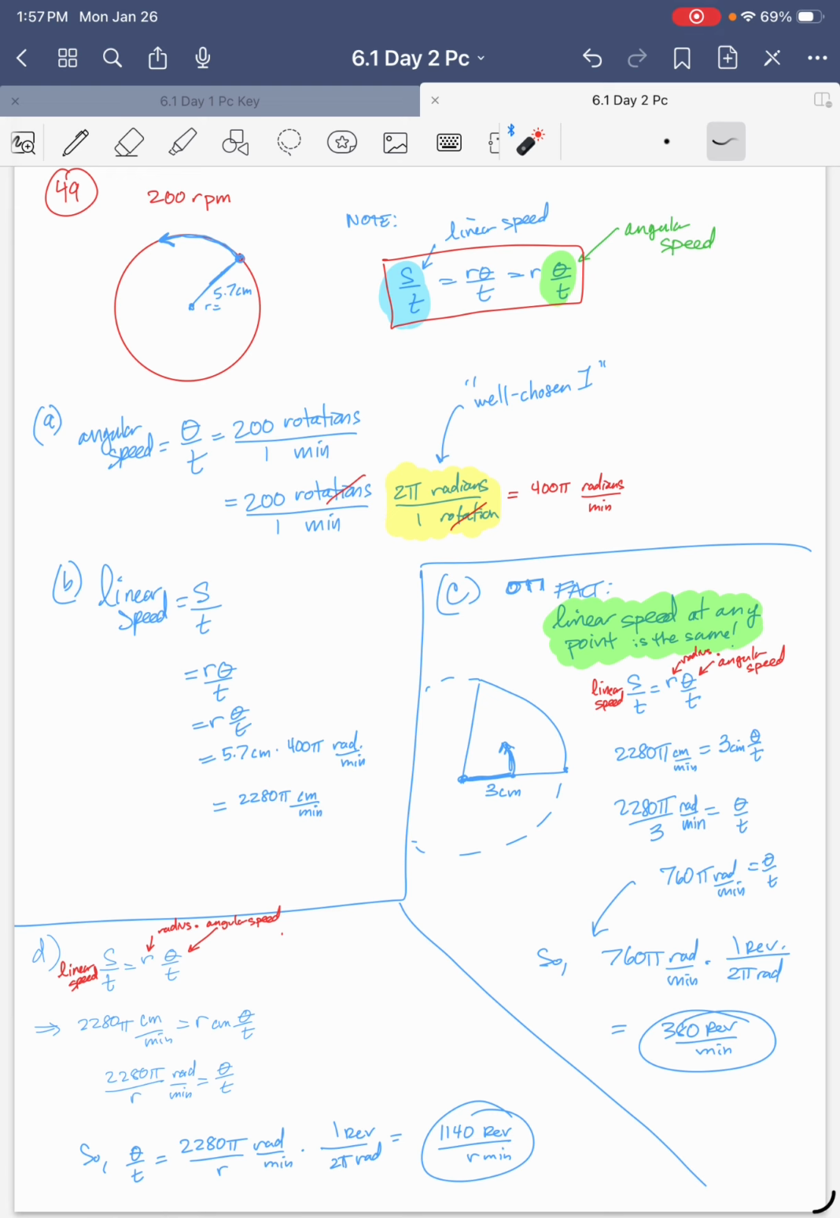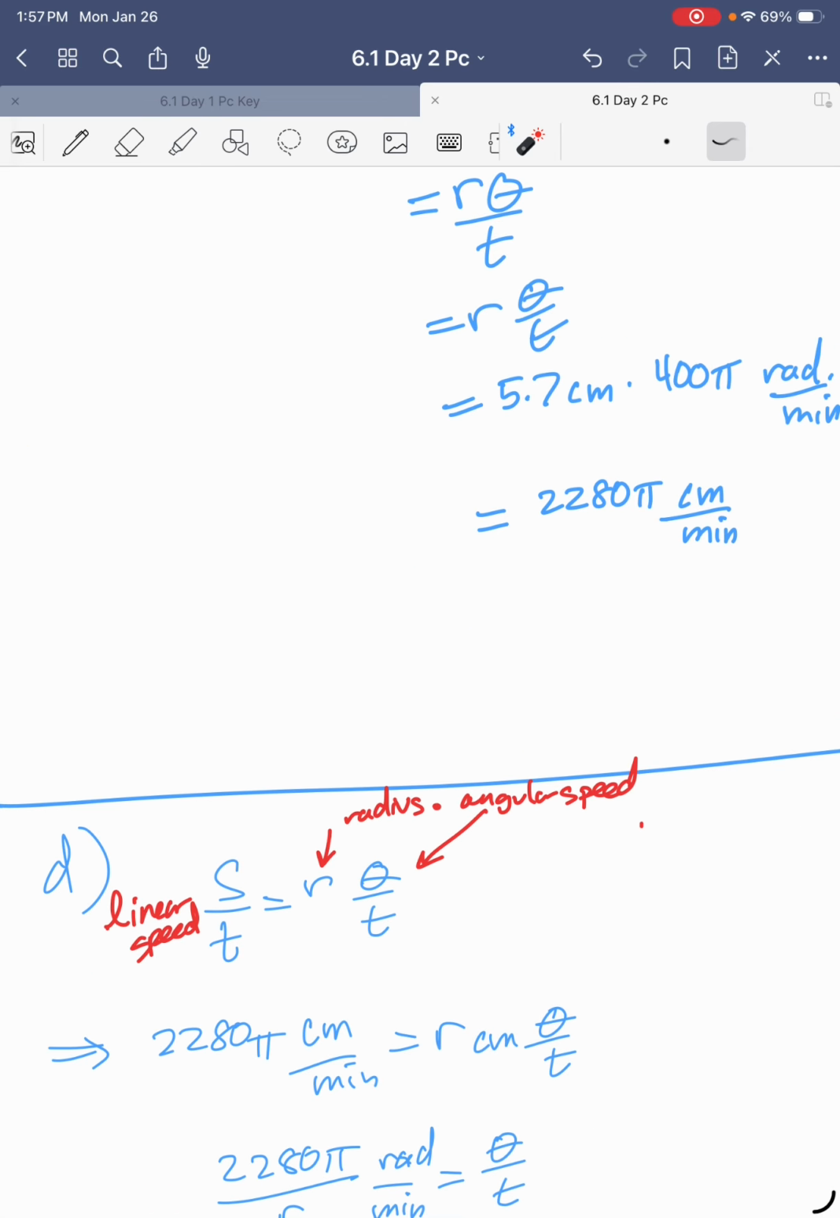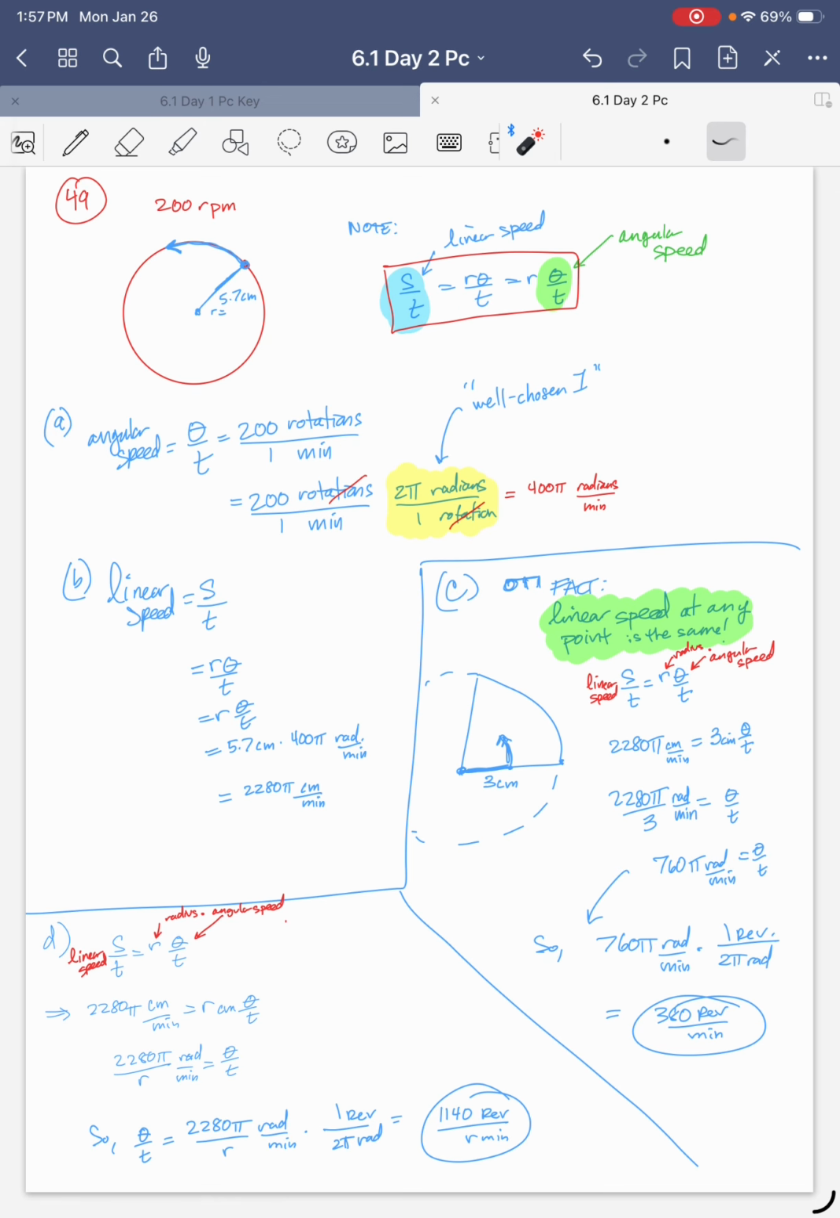Hope that helps just a little bit. These are not easy, but the main thing to think about these, two things happen in these sorts of questions. First, you must know this idea that linear speed, how does arc length change over time, is equal to angular speed times the radius. And then we just have to do some unit conversions.